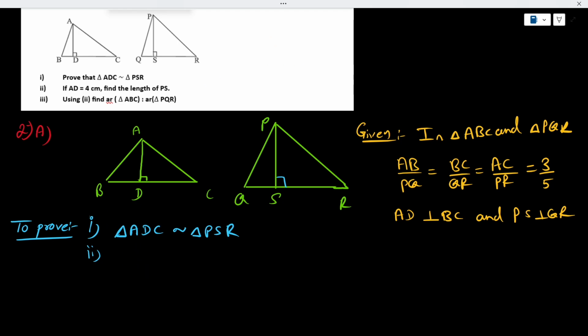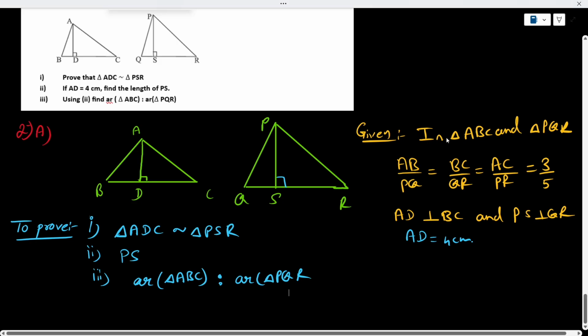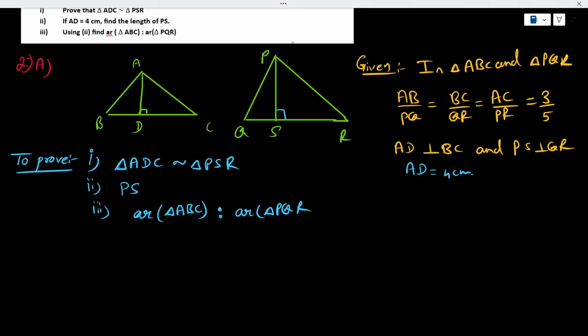Now here one more thing in the given part you can write down AD is 4 centimeter. That we'll use here. So here what do we need to find out? The length here, PS length. And the third part we need to find out the ratio of area of triangle ABC is to area of triangle PQR. These are the three parts that one by one we are going to do the proving part, right? So let us start here.